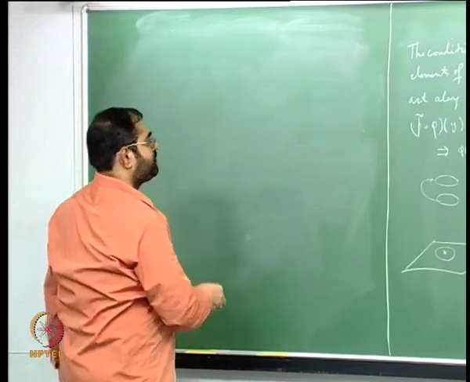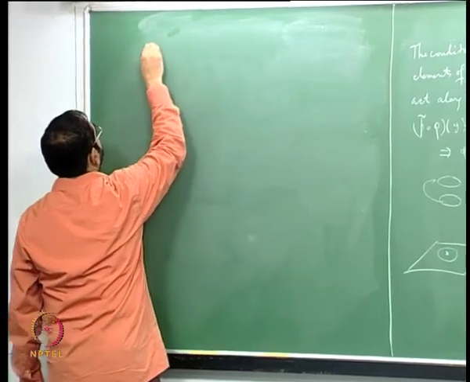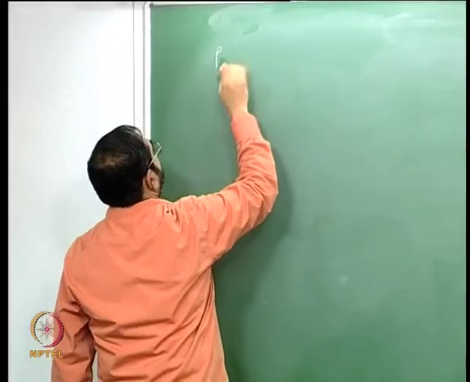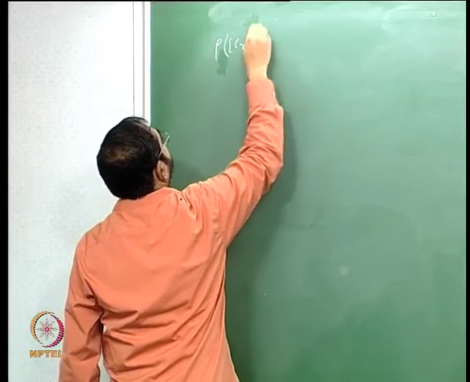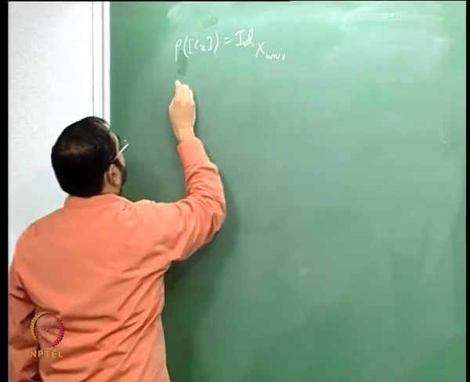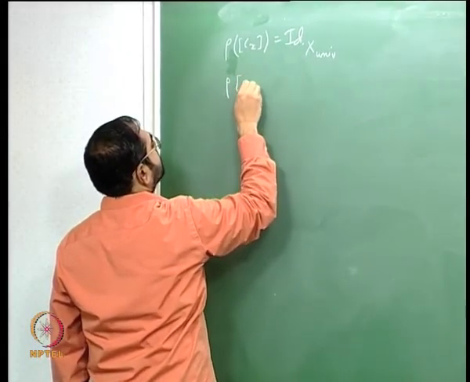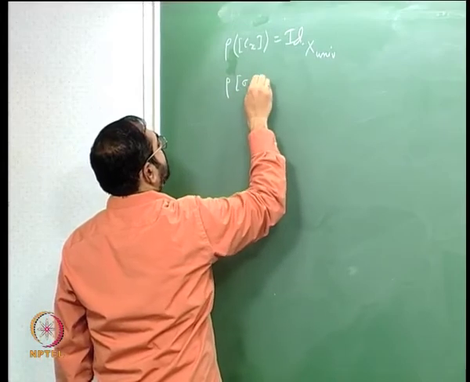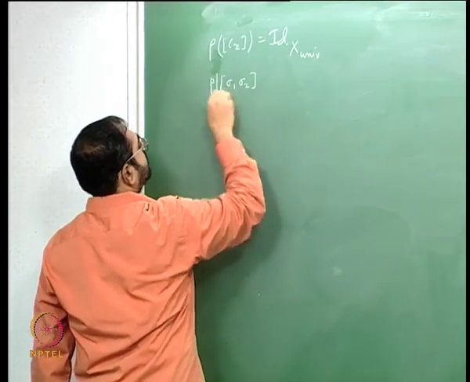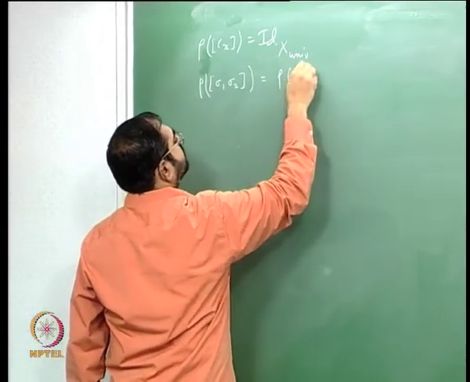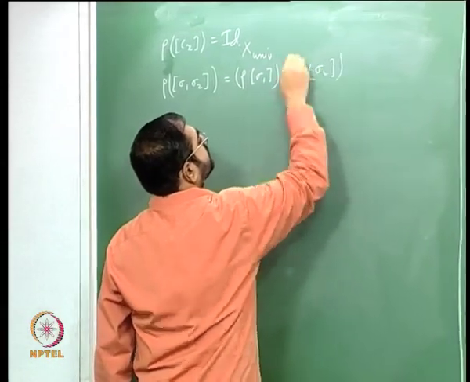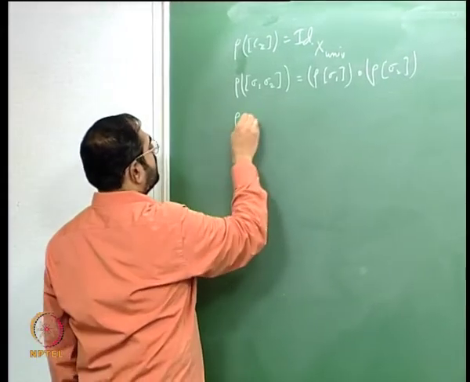So rho of Cx is the identity map on X sub univ, and rho of sigma 1 sigma 2, so I should say multiplication in the group here, is rho of sigma 1 composed with rho of sigma 2. Okay, rho is surjective.